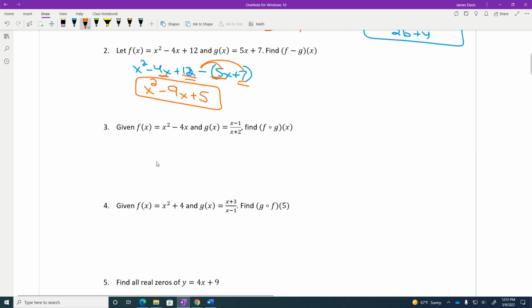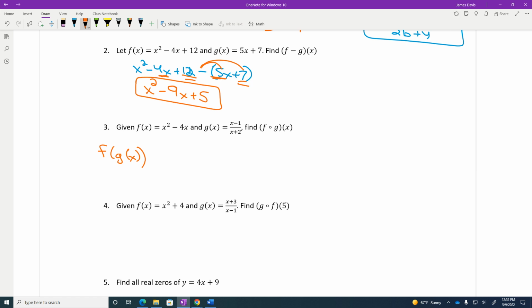And number 3, this is called a composition. f of g, g of f. These are f circle g or g circle f. So what this says is another way of writing that would be f of g of x, like that. It's written this way. You need to plug g into f. Okay. f of g of x.